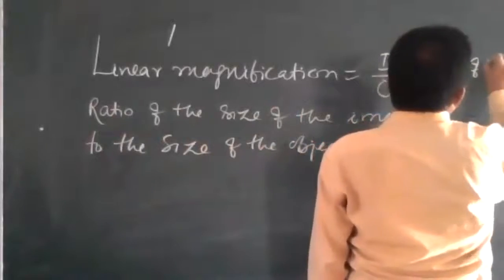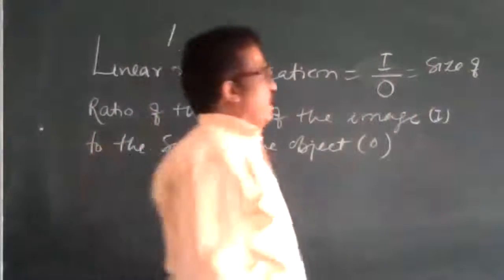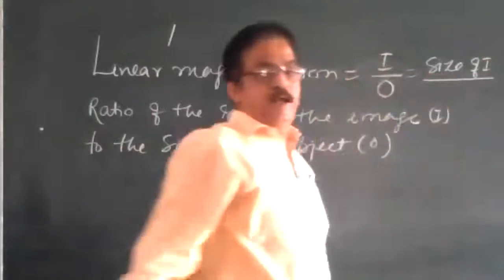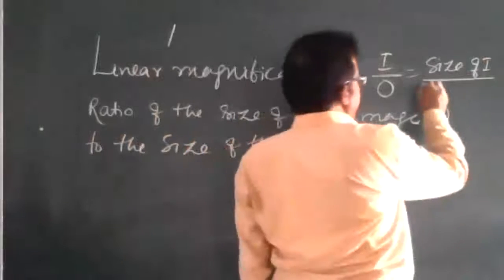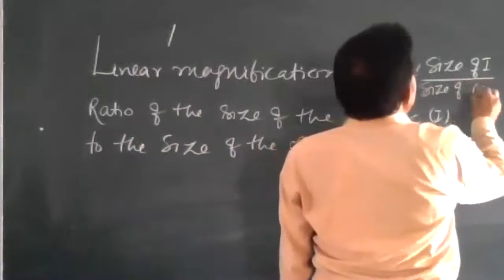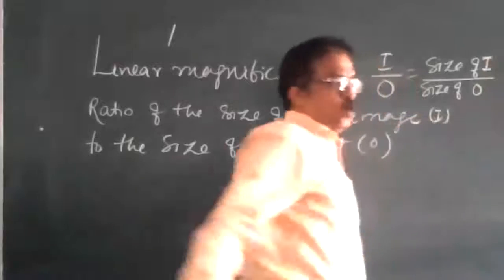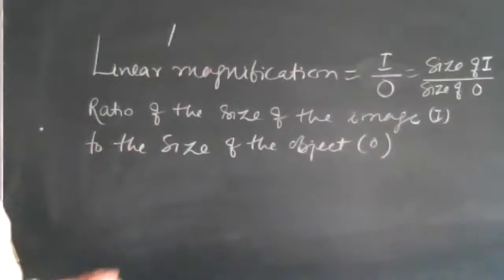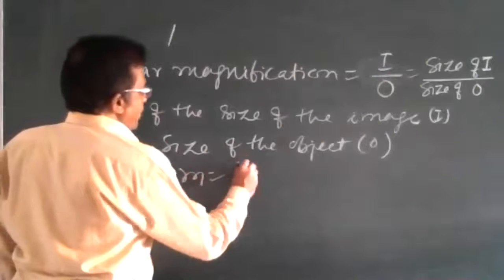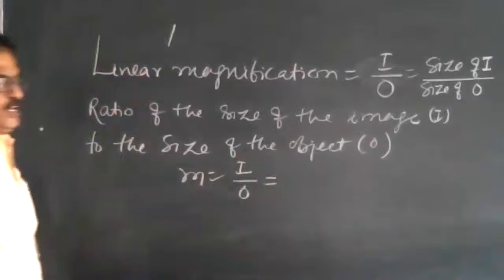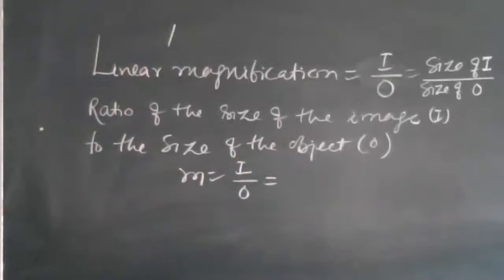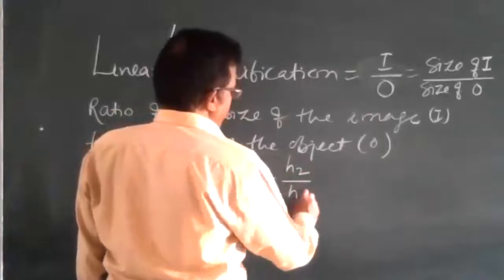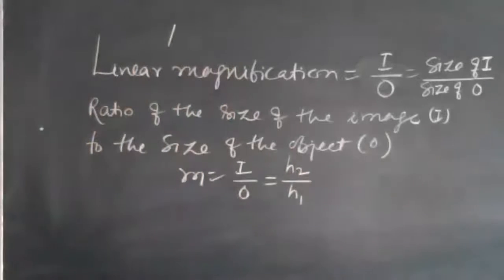Size of the image divided by size of the object. I means image, O means object. So I can write here M is equal to I by O. That is equal to height of the image, suppose h2, and height of the object is h1. So here I can say h2 by h1.